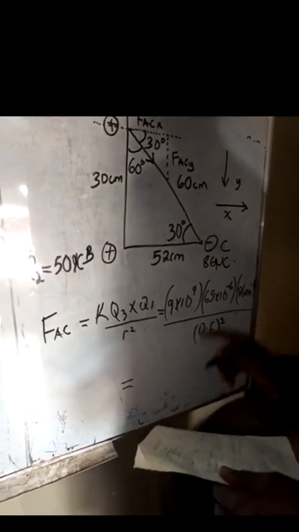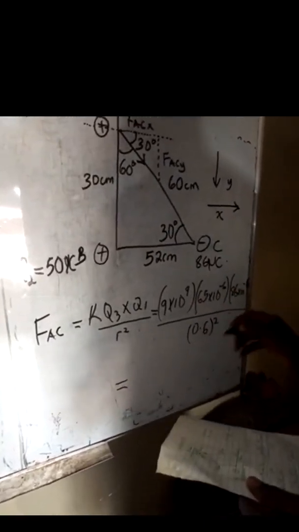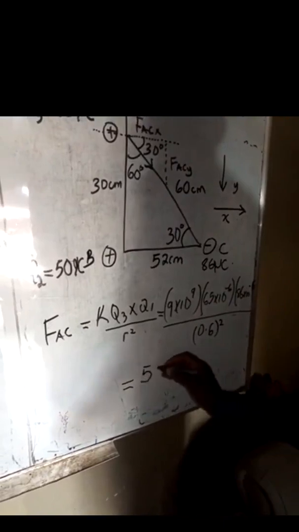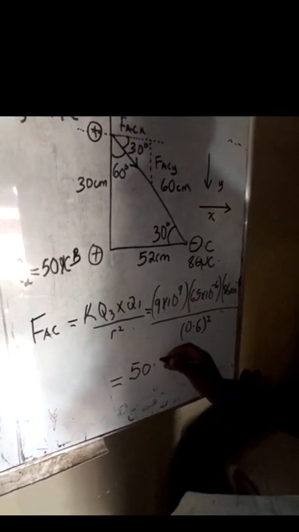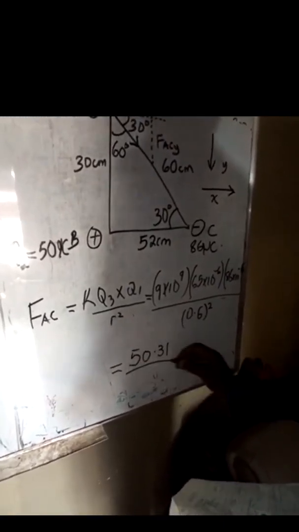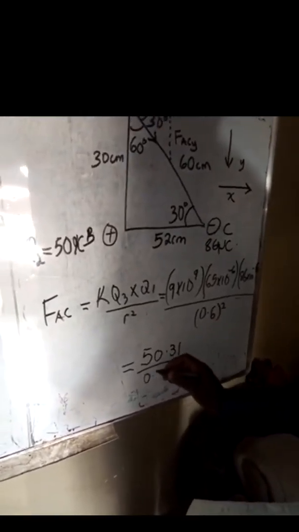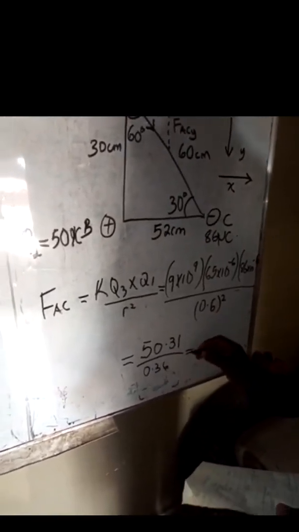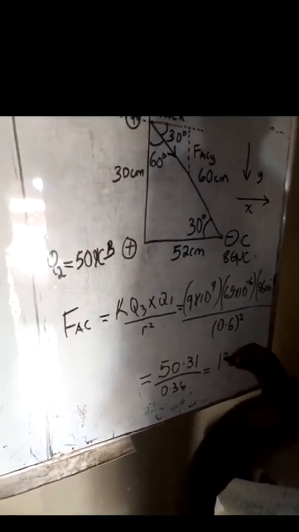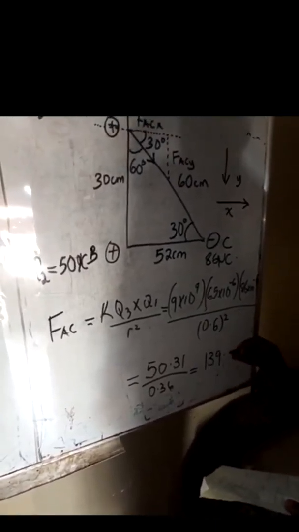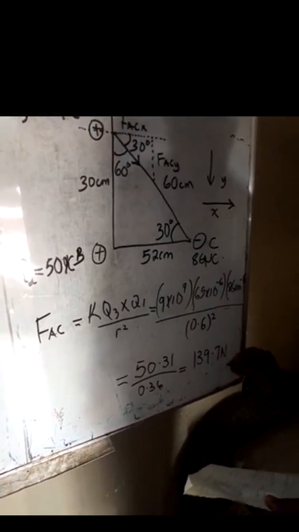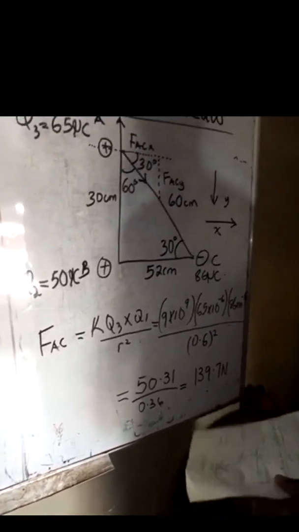So if you multiply this together, you are going to have 50.31, divided by 0.6 squared, which will give you 0.36. So when you divide this, your answer will be 139.7 Newton. That is your FAC.